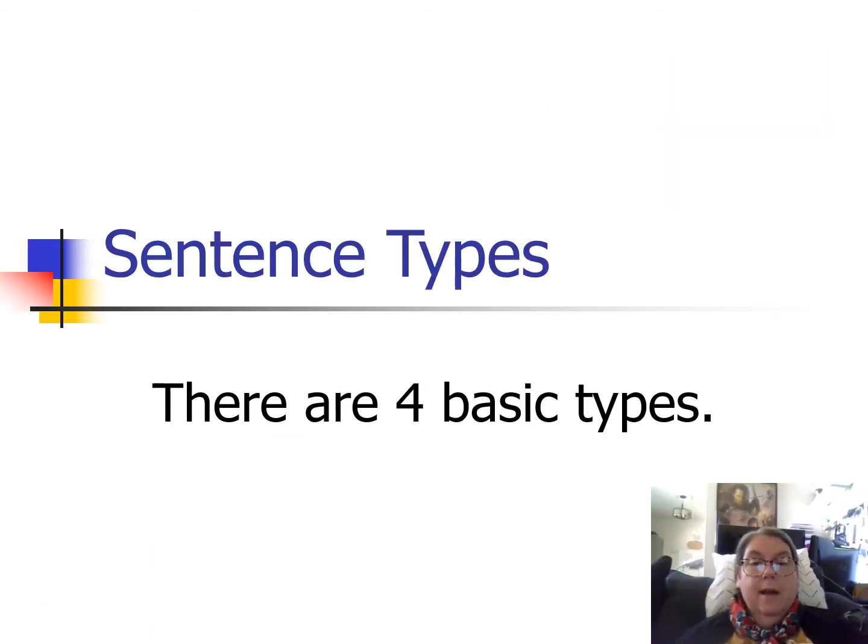There are 4 basic types of sentence types. These help you decide where to place your subject and predicate, whether it's a complete sentence, and even to help you with your punctuation.